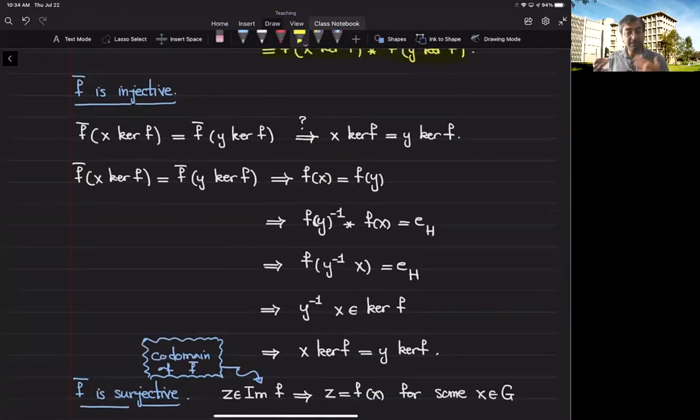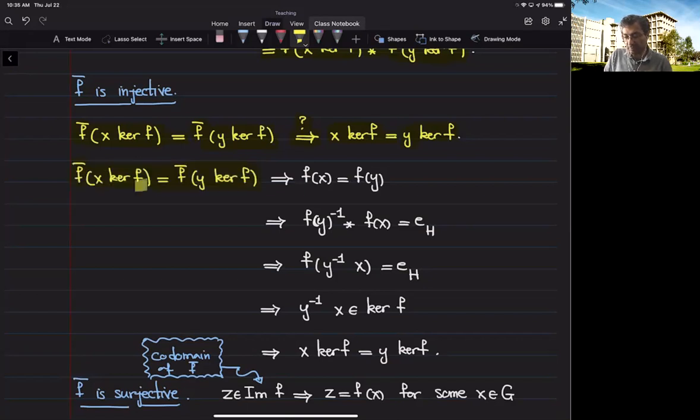Okay, next let's check why F bar is injective. That means when I give it two cosets and I happen to get the same value, then those two cosets have to be equal. So if F bar of X kernel F is equal to F bar of Y kernel F, I have to be able to deduce that X kernel F is equal to Y kernel F. Okay, let's start with the hypothesis. We are told that this is equal to that one.